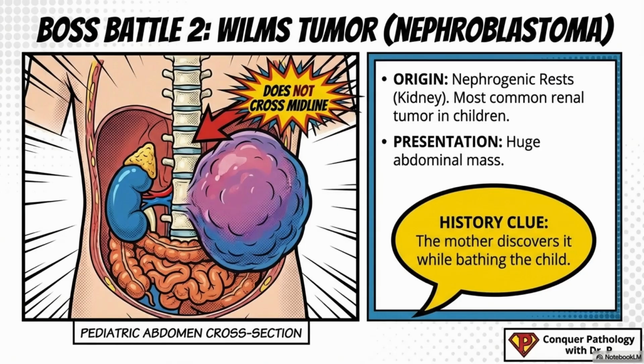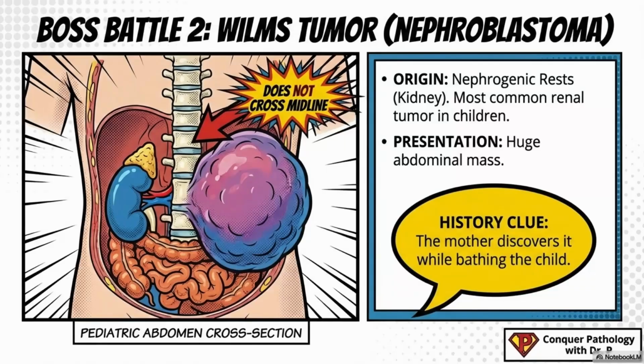Boss battle number 2, Wilms tumor or nephroblastoma. This is the most common renal tumor in children. It comes from nephrogenic rests. Clinically, you see a huge abdominal mass. The classic history is that the mother discovers it while bathing the child. Unlike neuroblastoma, Wilms tumor respects boundaries.